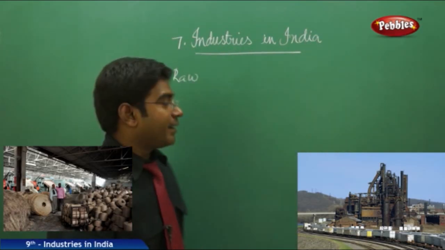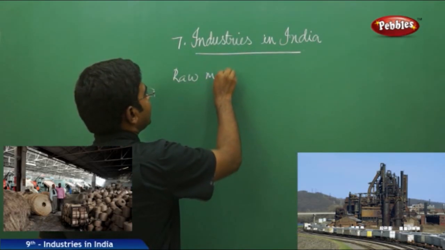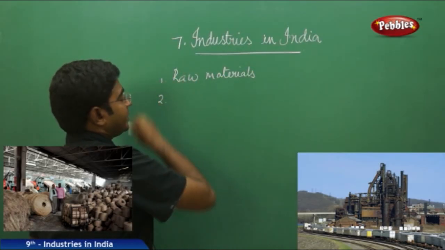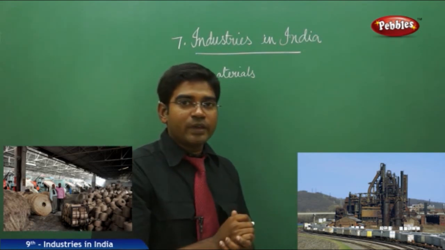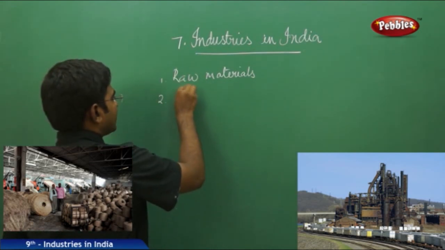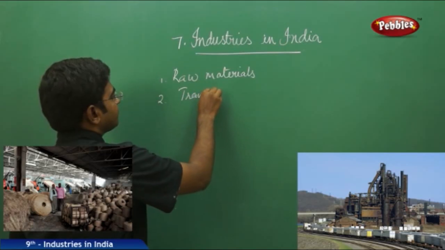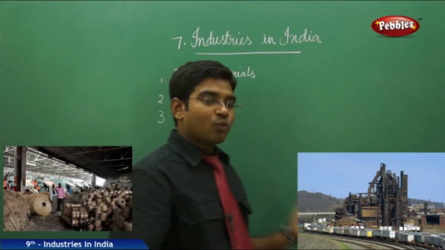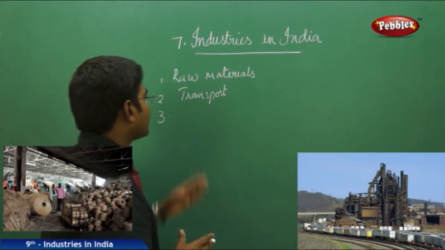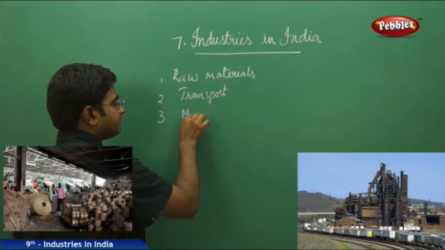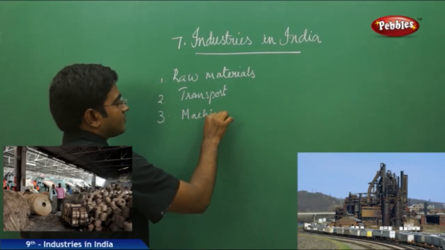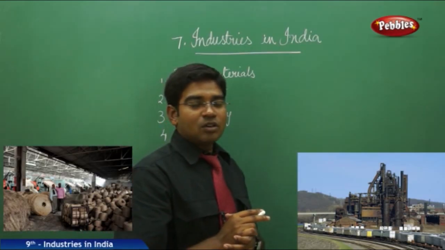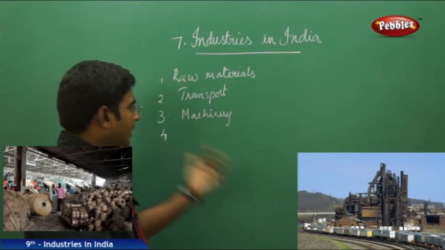Then after the raw materials are identified, they have to be carried to the spot, the place where an industry is set up. So we need transport. After taking them to the required place, again we need the machinery.